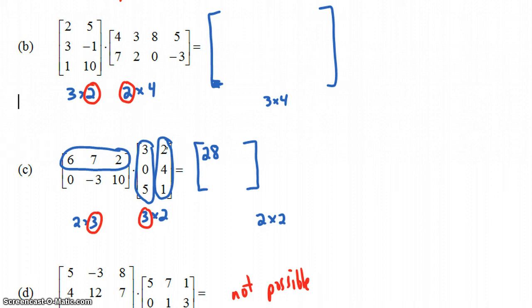6 times 2 is 12, plus 7 times 4 is 28, plus 2 times 1 is 2, so we have 12 plus 28 plus 2. Well, 12 plus 28 is 40, plus 2 is 42.